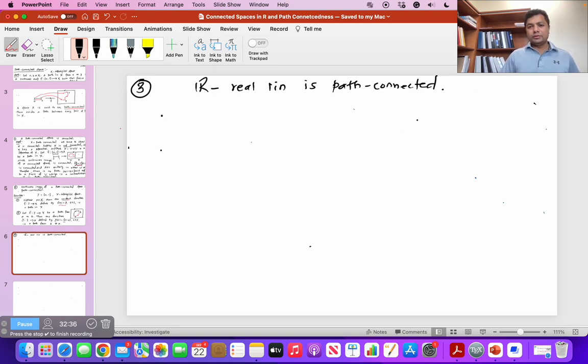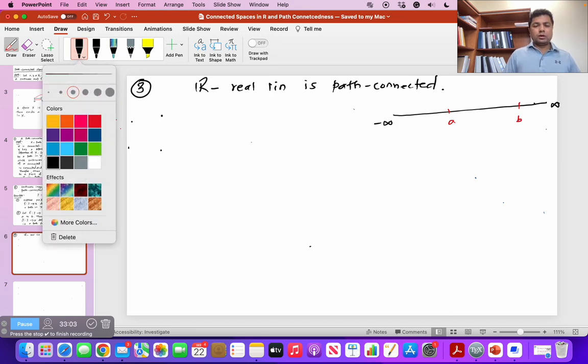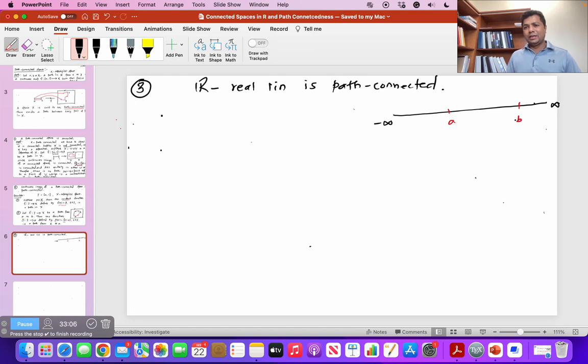So to show R is path connected, it is easy. Let's say this is our real line from negative infinity to positive infinity. If it is path connected, for every pair of points in R, there should be a path. So let's say A and B are two arbitrary real numbers in R. Now we're going to show there is a path from A to B, and since A and B are arbitrary points, that means for every pair of points in R there is a path. So finally we can conclude that R is path connected.